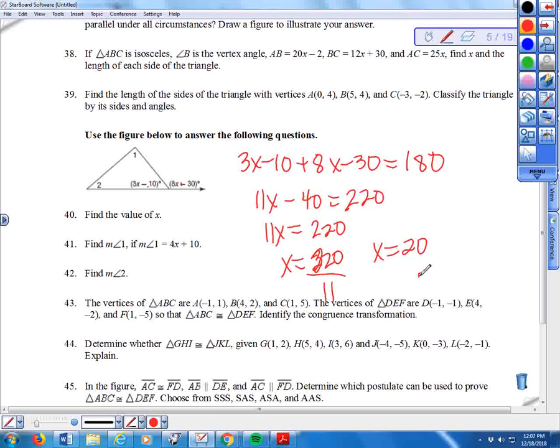Okay, find the measure of angle 1, if angle 1 is 4x plus 10. Well, I just found x. Yep, angle 1 is 90. Now find angle 2. Well, we could do one of two things. These added together are equal to this exterior angle. It's the exterior angle theorem. So we know this is 90. And we know this is what? We put 20 in. 160 minus 30 is 130. So this must be 40.